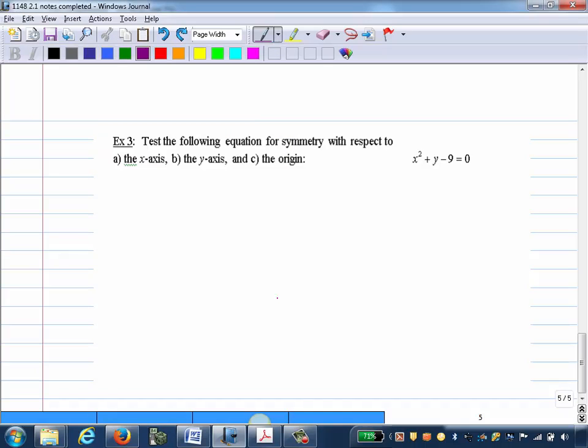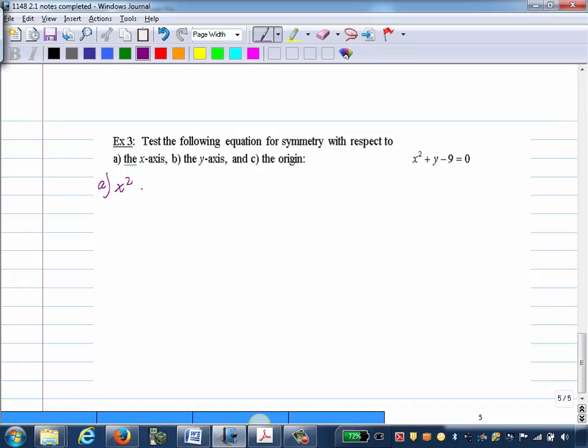Example 3. Test the following equation for symmetry with respect to A, the x-axis, B, the y-axis, and C, the origin. The equation we're given is x squared plus y minus 9 equals 0. Part A. To test for symmetry with respect to the x-axis, we know we're going to substitute a negative y in for the y's and see if we result in an equivalent equation.